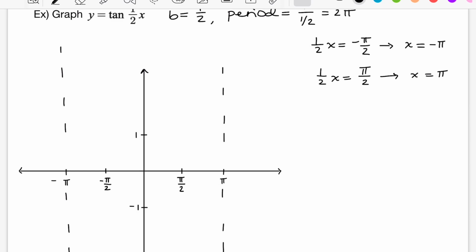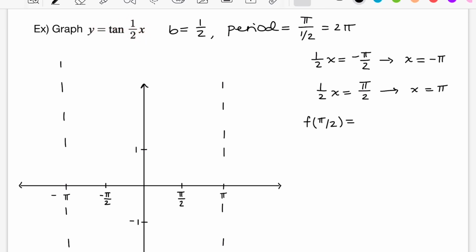Now our next step is to divide this interval between these two vertical asymptotes into 4 parts. And so that's what we did here. We have this point pi over 2 and this point negative pi over 2 when we do so. And now we want to evaluate our function at these 2 points here. So f of pi over 2, we'll plug this into our function here. So we'll have tangent of 1/2 times pi over 2. So this will be tangent of pi over 4, which is going to be sine of pi over 4 over cosine of pi over 4. So that'll be root 2 over root 2, which gives us 1.